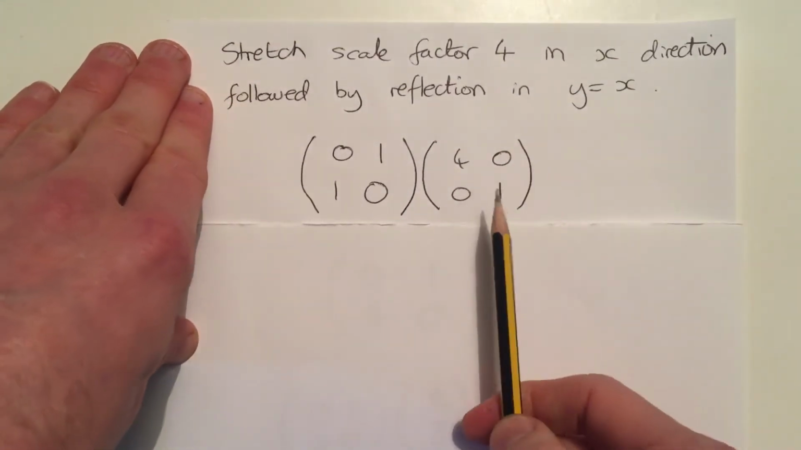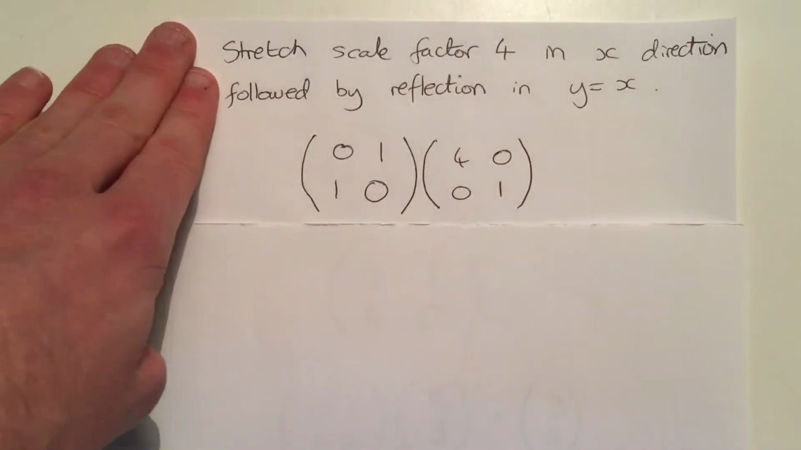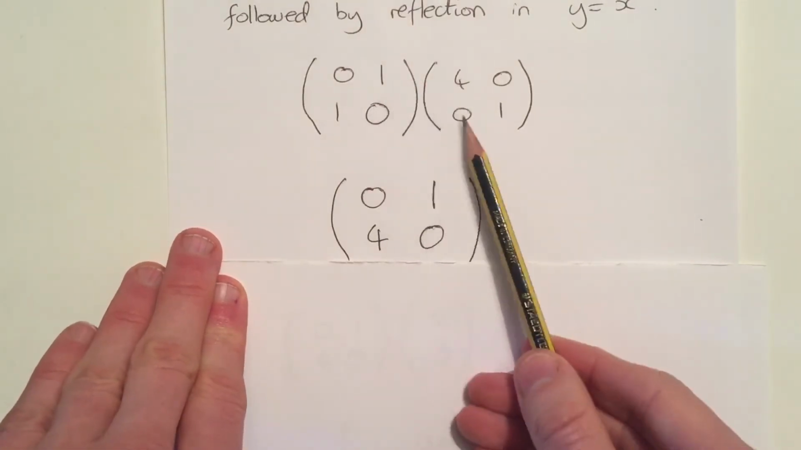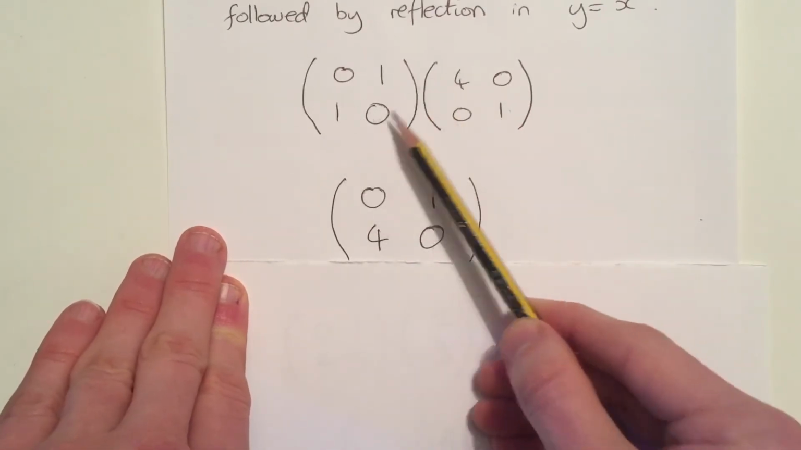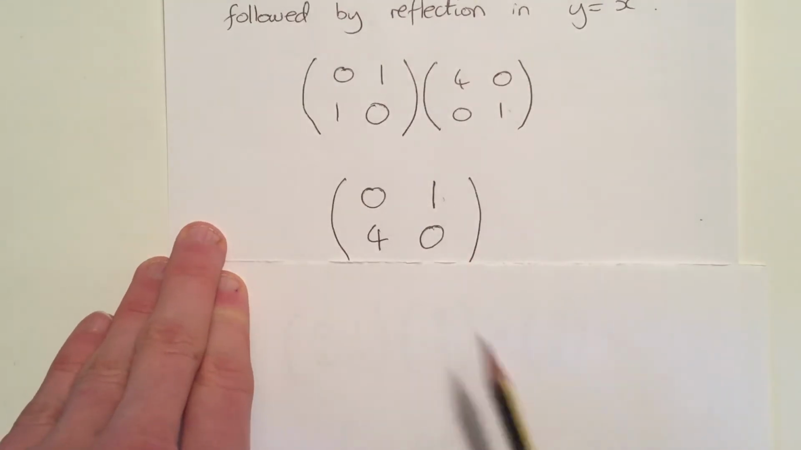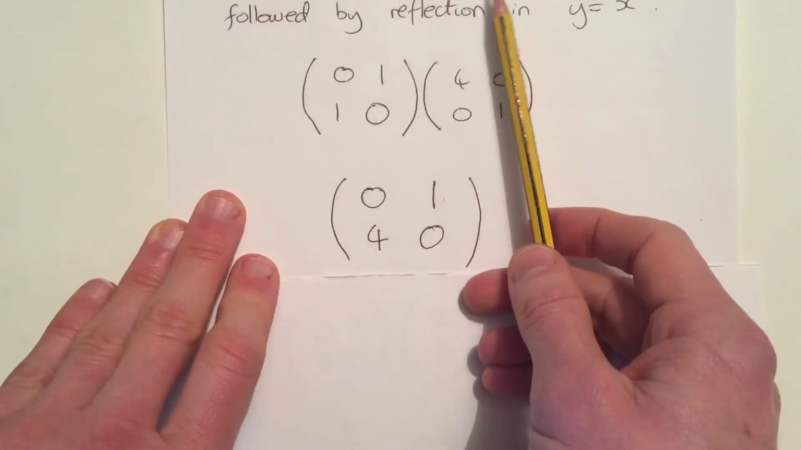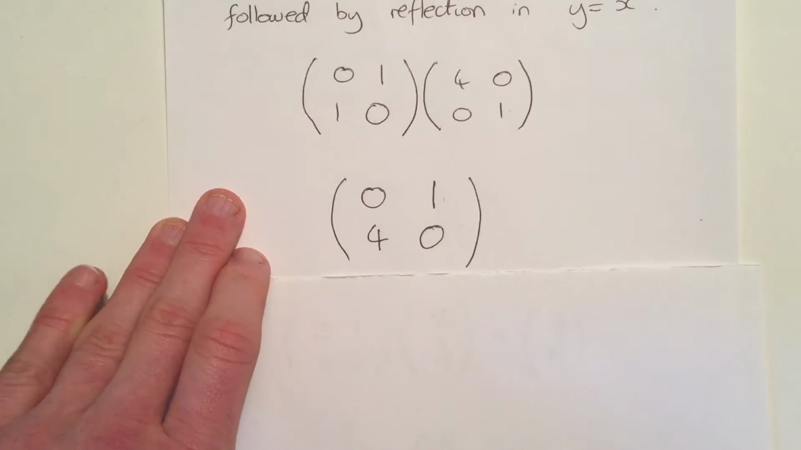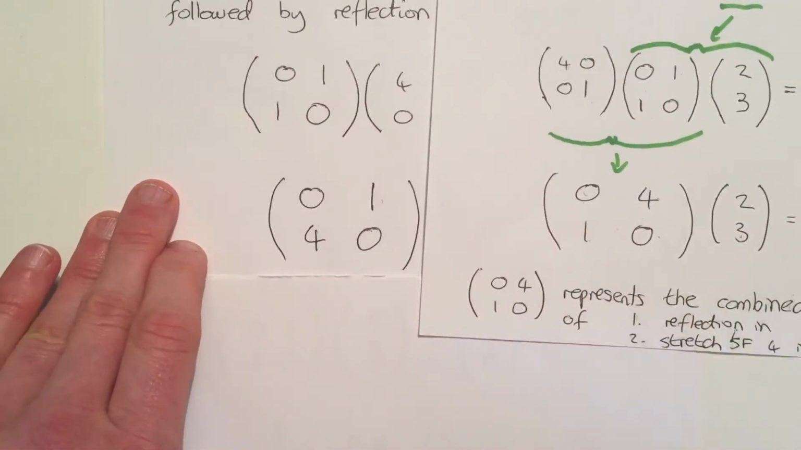So this represents the stretch happening first, followed by the reflection here. And as we multiply those together, 0 times 4 plus 1 times 0, 0 times 0 plus 1 times 4, 1 times 4 plus 0 times 0, 1 times 0 plus 0 times 1. This represents the stretch by scale factor 4 in the x direction first, followed by a reflection in the line y equals x. And you can see here that these are not the same matrix.